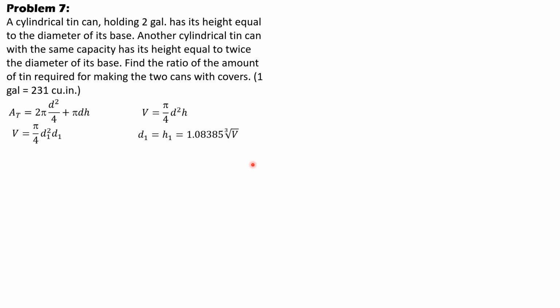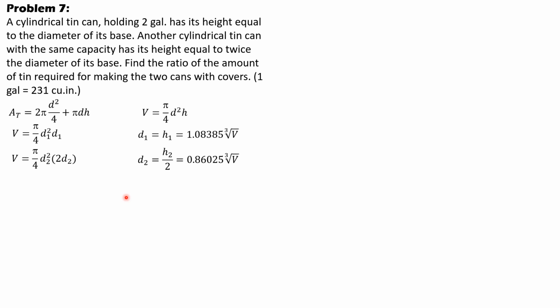Then for the second cylindrical tin can, the height is twice the diameter of the base. So if the diameter of the base is diameter 2, the volume, same volume as the first, is pi over 4 diameter 2 squared times the quantity 2 times diameter 2. So diameter 2 is the cube root of 2V over pi. And in decimal, diameter 2 is, height 2 over 2, equals 0.86025 cube root of V.